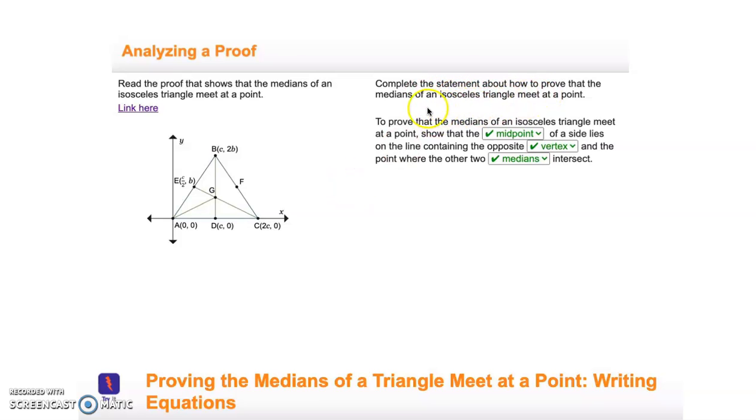So in order to prove that the medians of an isosceles triangle meet at a point, show that the midpoint of the side, like F, lies on the line containing the opposite vertex, which is A. So we want to show that F lies on this line and the point where the two medians intersect. We want to show that the vertex, this point, and this point are all on the same line. So if BD and EC intersect, we want to show that A, F, and G all lie on that same line as well.